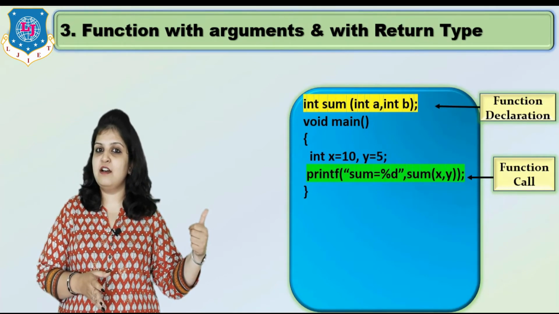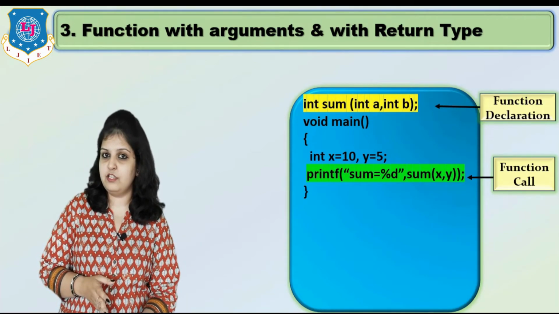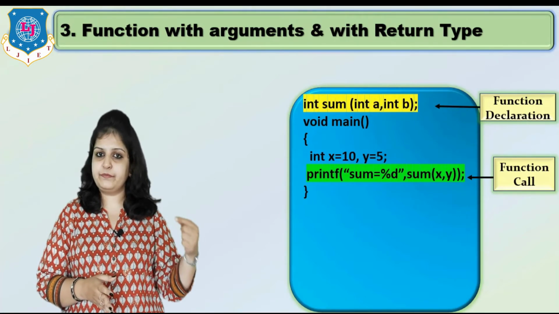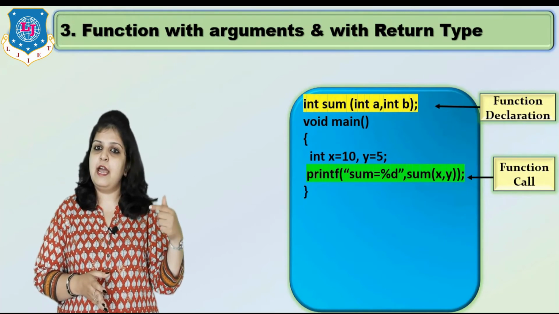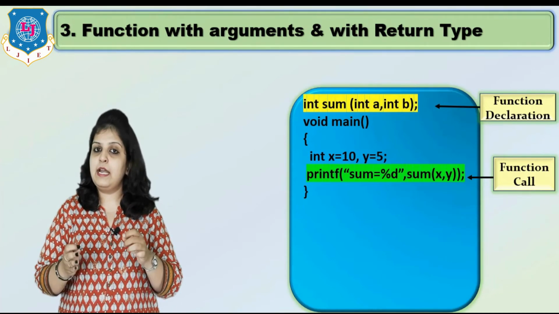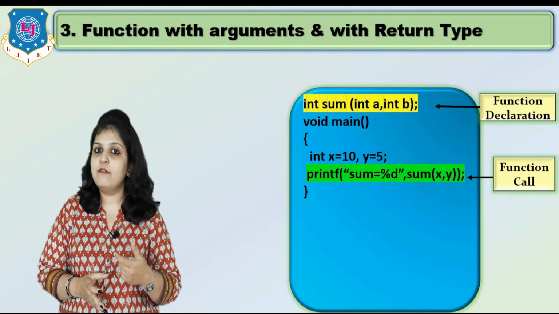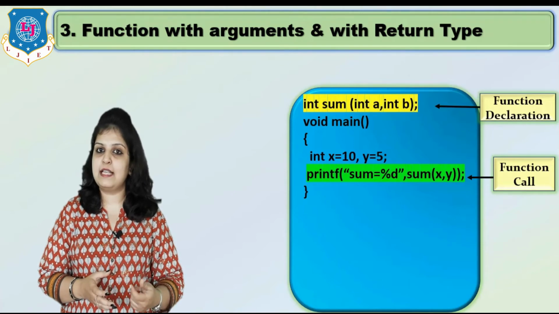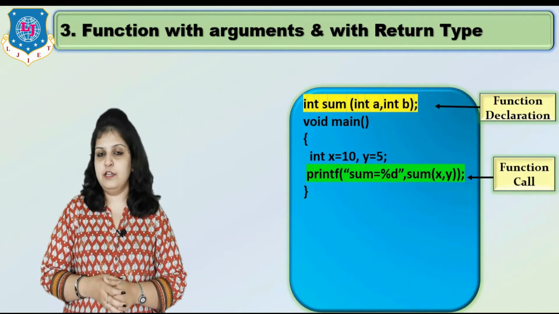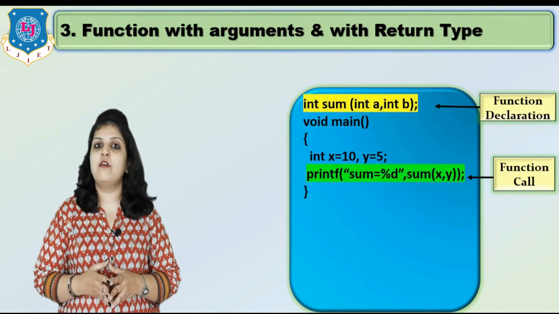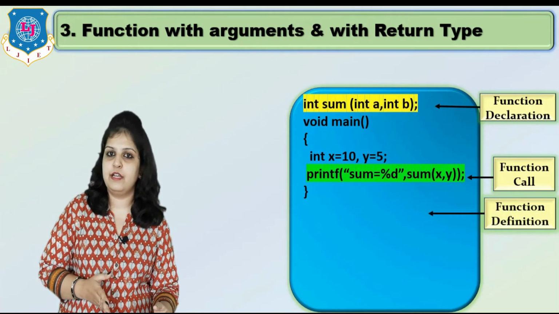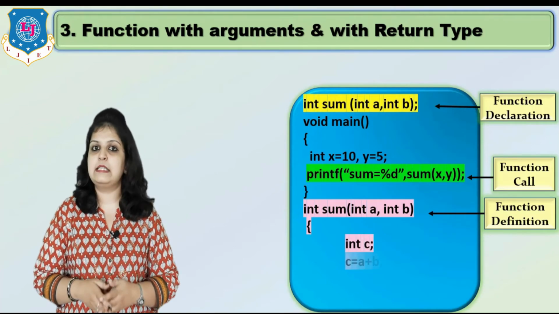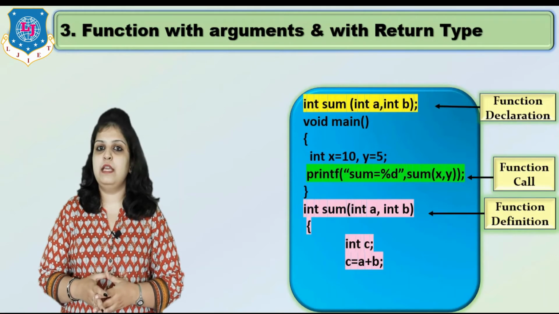In the previous two categories our answer is printed in the function definition part, but here the answer will be printed in the main section, that's why I am writing the printf function and sum is equal to %d, and after the comma I am calling our function, that is sum, and in the brackets I am passing the values of x and y, so sum x comma y. So when this function is called, our control goes to the function definition, and in the function definition you have to declare one variable, that is c, and c is equal to a plus b.